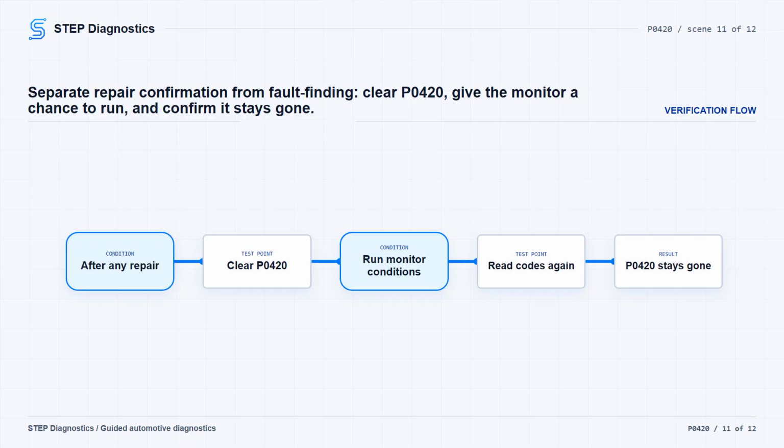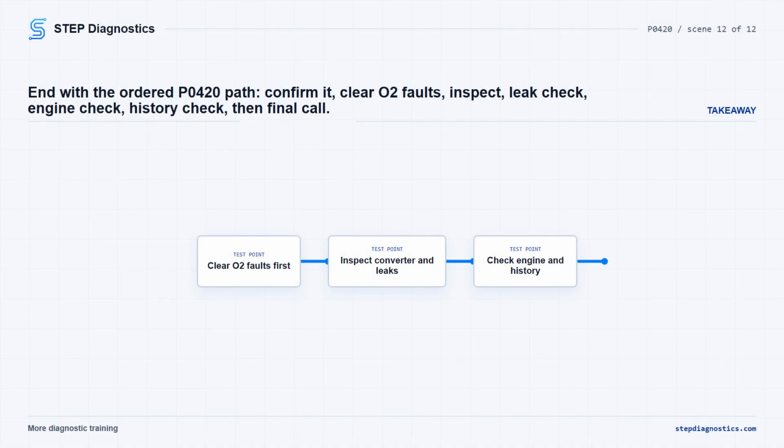Bottom line, do not jump straight to the converter. Confirm the code, rule out O2 sensor faults, inspect the converter, check for exhaust leaks, check engine mechanical condition, and review O2 sensor history before making the final repair decision.